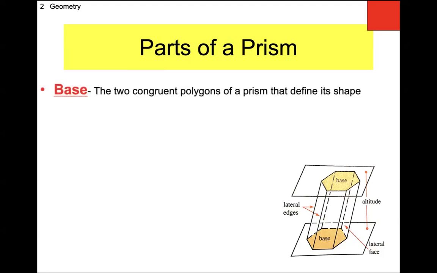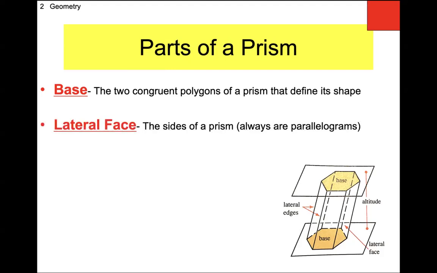Okay, so the first part is the bases. The bases are those two congruent polygons. They could be any polygon. They got to be the same polygon, though. Triangle and triangle, rectangle and rectangle. In this case, hexagon and a hexagon. Also make sure they're parallel to each other. All right, the sides that join the two polygonal bases are parallelograms. And since they're on the side, we call them lateral, and some genius decided to call them faces, so we call them lateral faces. And it kind of makes sense. The face is what immediately is in your direction. In other words, it faces you.